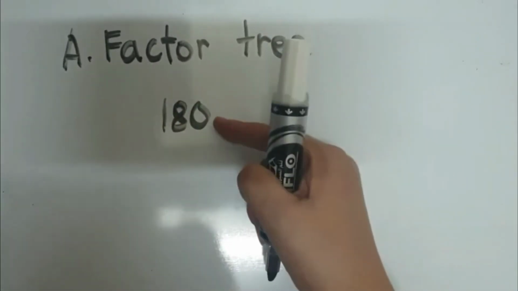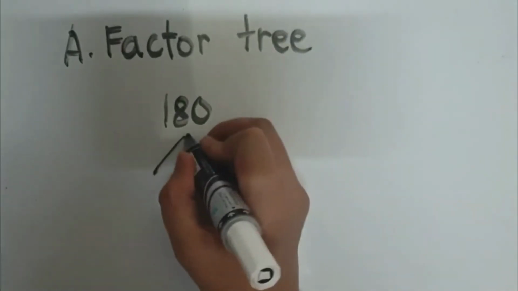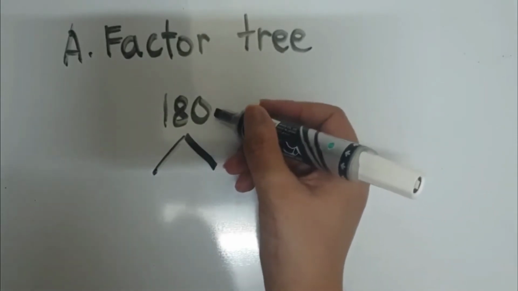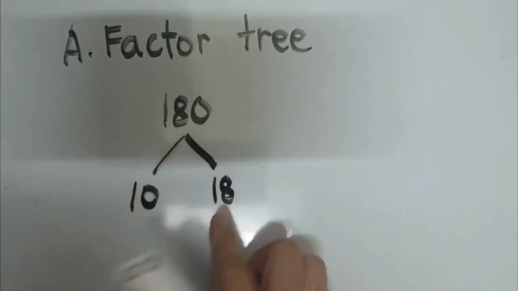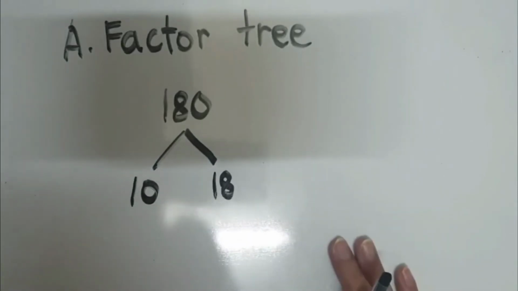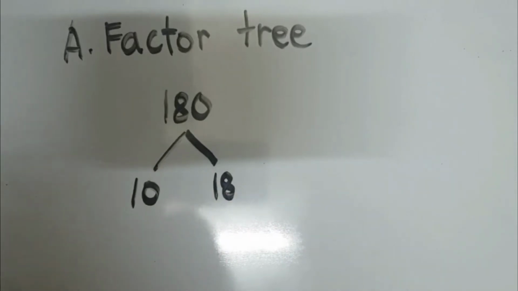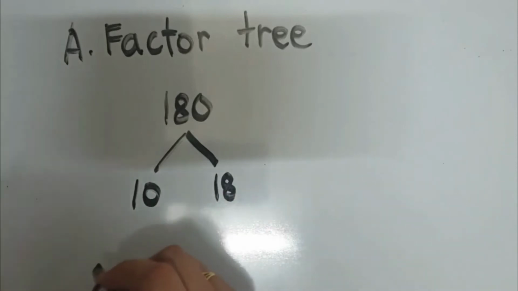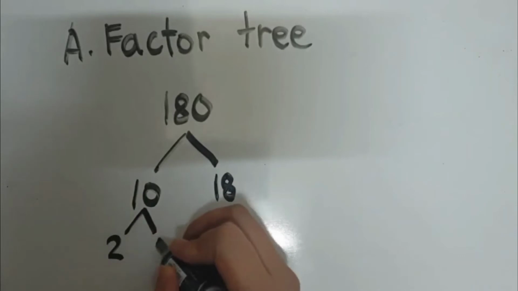factors that 180 has. So, we can use 10 and 18 because 10 times 18 will give us 180. So, we can write 10 here and 18 here. Even if you interchange the places, that will still give you the same answer. And then, 10 and 18 are not yet prime factors, so we will still get their factors until we get the prime factors. So the factors of 10 are 2 and 5.